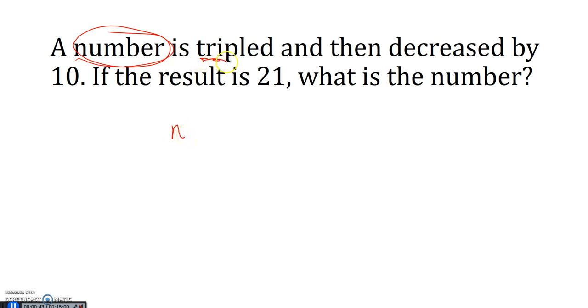That number is tripled. Tripled implies that we multiply that number by 3. And then that number is decreased by 10. Decreased implies that we subtract. The result of that, so after we do this whole operation, we get 21. So this 3n minus 10 has to equal 21. What is the number?